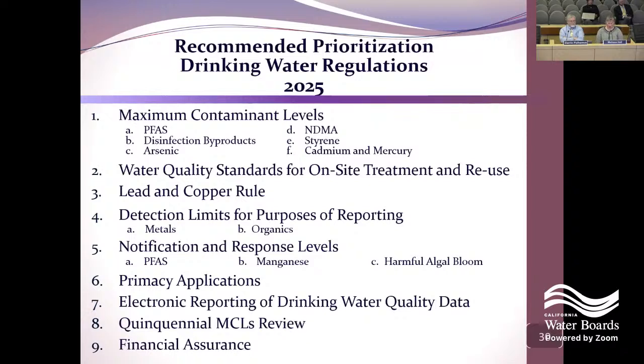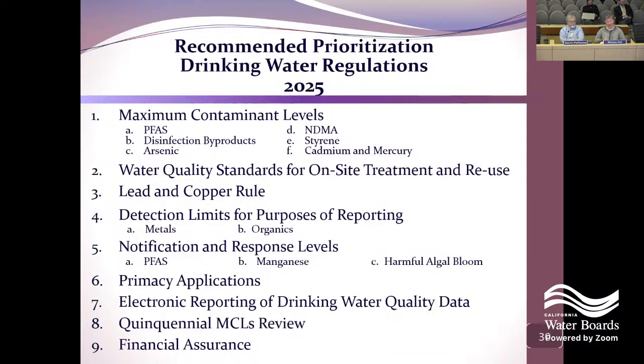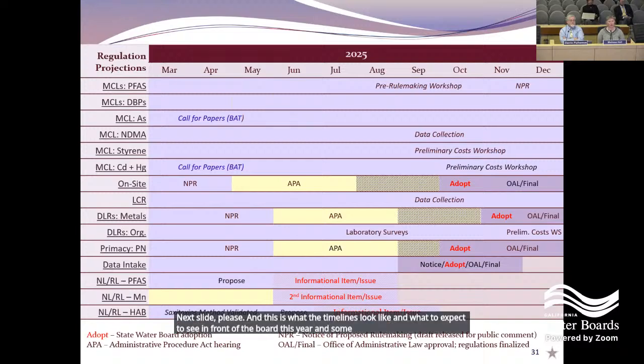So here's the total condensed list of priority regulation work for this year. This is not a list of the order of completion. It is a list of the rules that we're proposing to devote the bulk of our rulemaking resources to this year. And this is what the timelines look like and what to expect to see in front of the board this year, and some of the pre-rulemaking work that's going on this year.